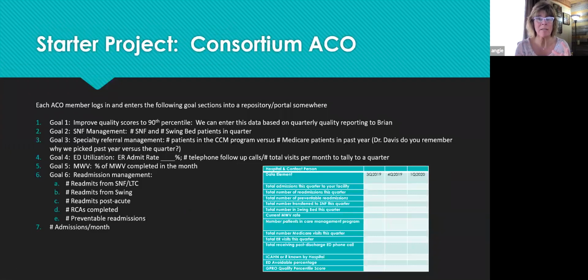And then here's a consortium ACO starter that I tried to come up with. You could pick one of these six possible goals to select from, and a reporting time frame, to look at how they're participating. And again, it's just guidance for when you are looking at some of these metrics and how you can enhance root cause analysis. Are you doing any kind of RCAs on your readmissions, on your swing beds, looking at what can we do differently? Next one.